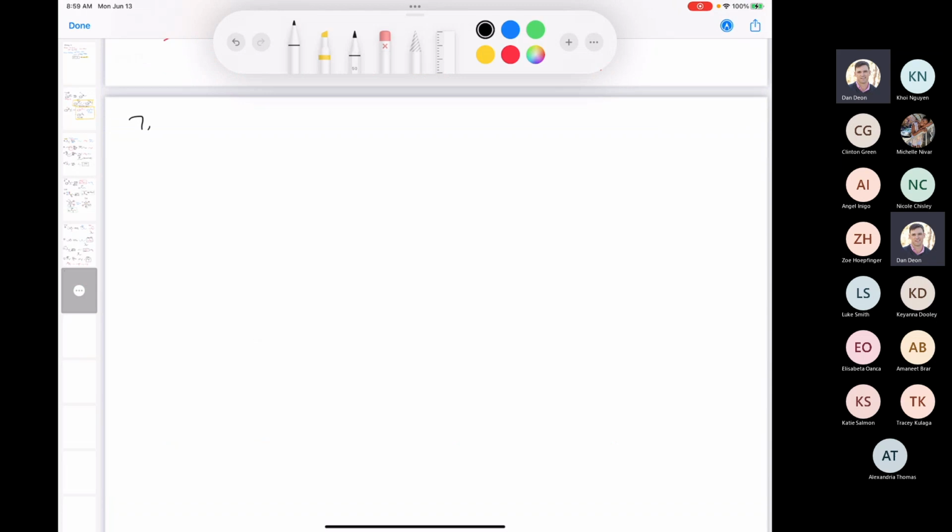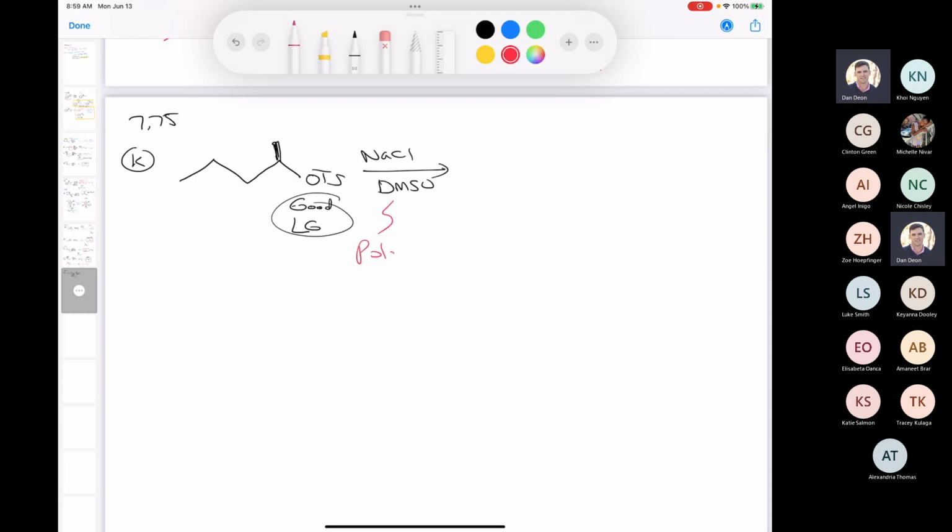Let's look at the last one. So this is 7.75 K. We're starting off with a compound. We've got a tosylate, which is a good leaving group. We've got a chiral center. So remember, tosylate is a good leaving group. And we're treating it with sodium chloride and DMSO. Remember that DMSO was a polar aprotic solvent. We've got a secondary alkyl halide, and we've got a good leaving group.